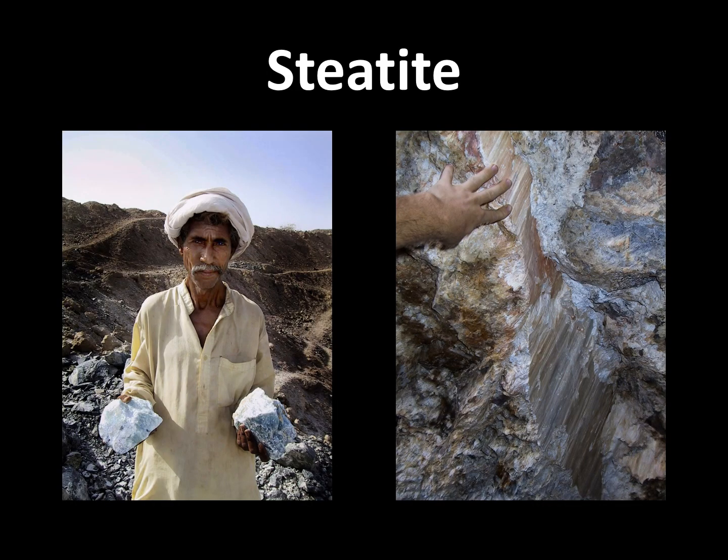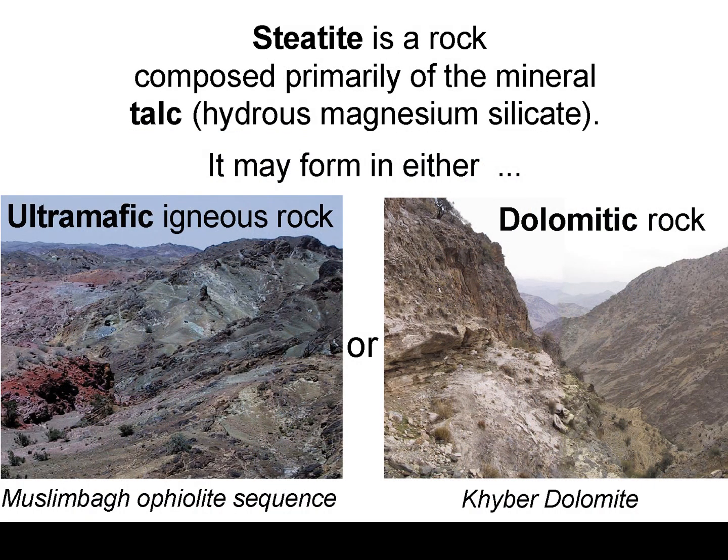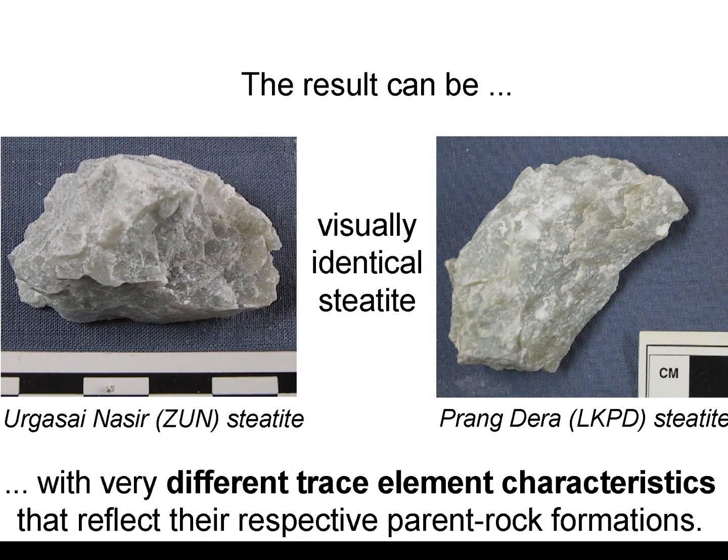Here are some images taken at a steatite mine in Baluchistan. You can see that the raw material, even over a small area, is highly variable visually. Also variable is the geologic origin of steatite. Steatite is a rock composed primarily of the mineral talc. It may form in either ultramafic igneous rock formations, such as ophiolite sequences, or dolomitic rock formations. Although the rock formations from which it comes can be very different, the result can be visually identical steatite.